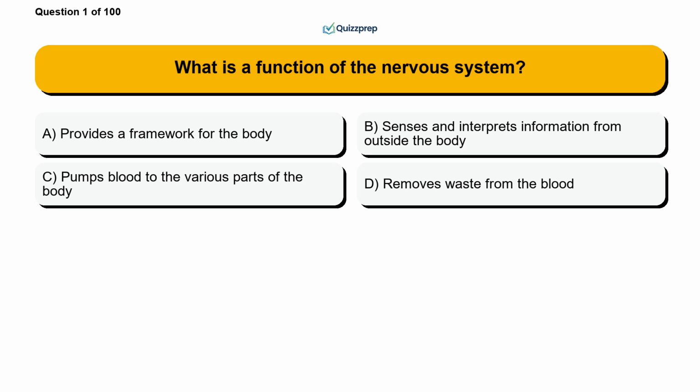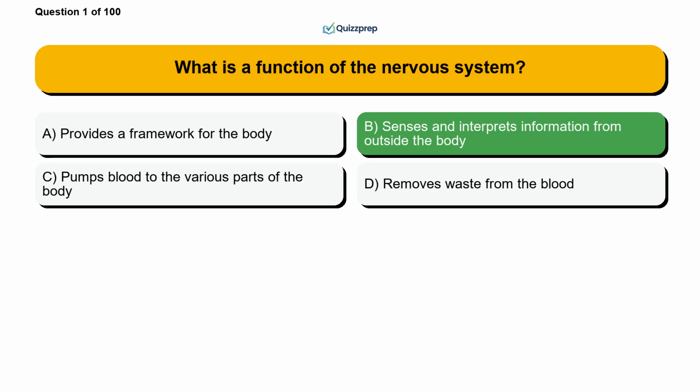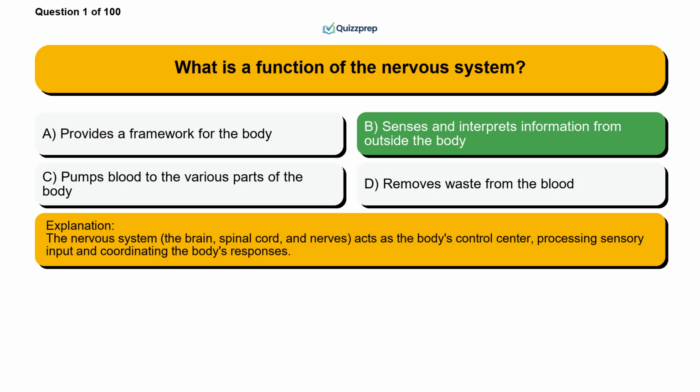Option A, provides a framework for the body. Option B, senses and interprets information from outside the body. Option C, pumps blood to the various parts of the body. Option D, removes waste from the blood. The correct answer is option B, senses and interprets information from outside the body. The nervous system, the brain, spinal cord, and nerves, acts as the body's control center, processing sensory input and coordinating the body's responses.